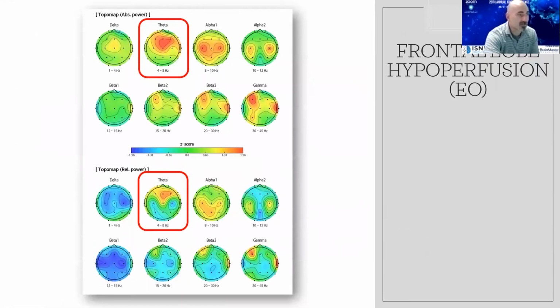And this is what this looks like in a flat map. You've seen this before. Here we are looking at, in the 95th percentile of excess theta. We can see here that there's alpha 1 and alpha 2. This is that mu rhythm that I've discussed. In relative power, it gets a little bit more distributed. But frontal lobe hypoperfusion is, in fact, the correct phenotypical name for this.